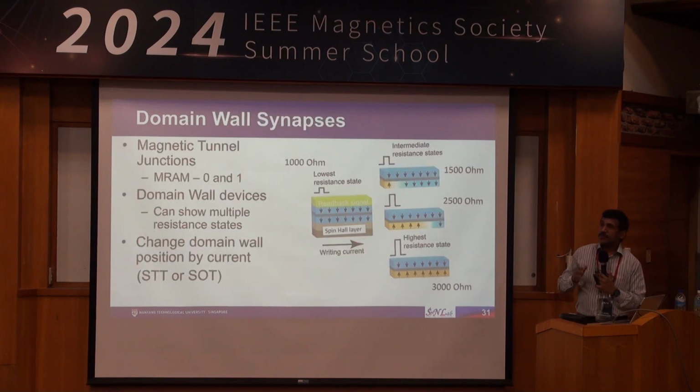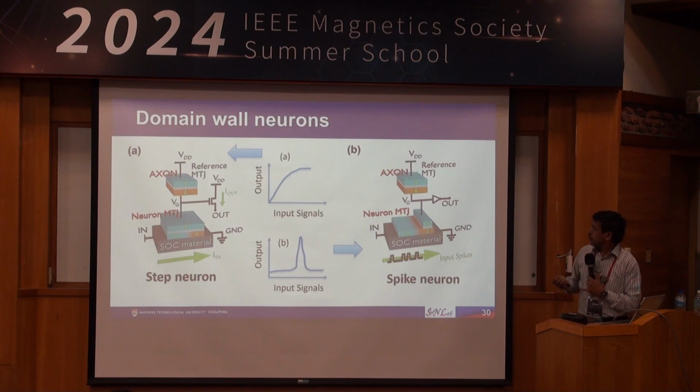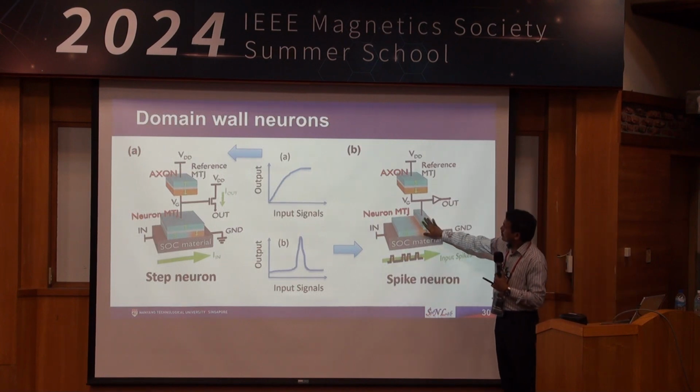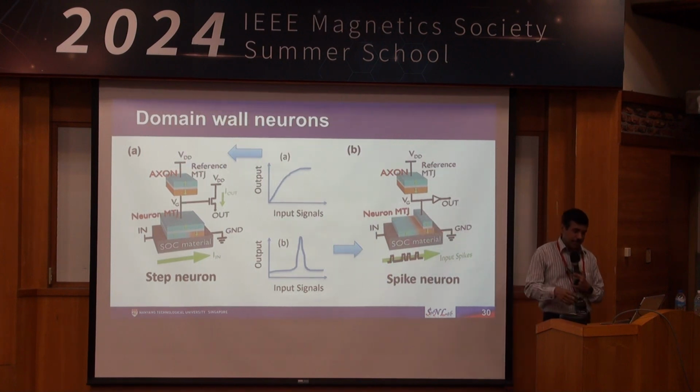So that's how we can prepare neurons. So basically we will be using some magnetic tunnel junction, but with the reading part only at one side of the neuron.